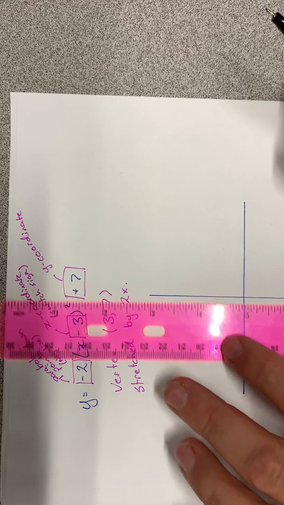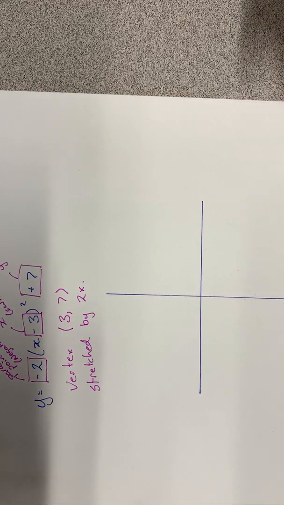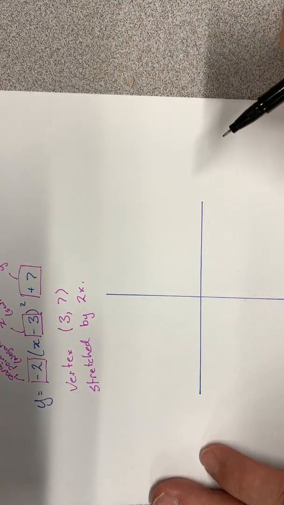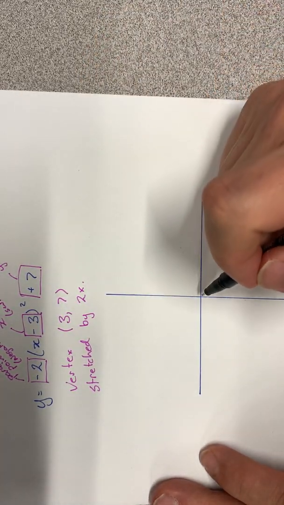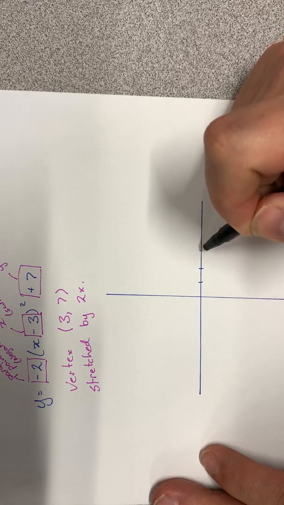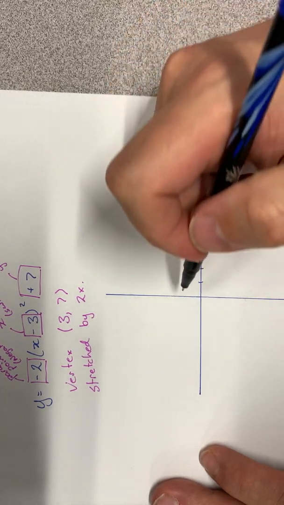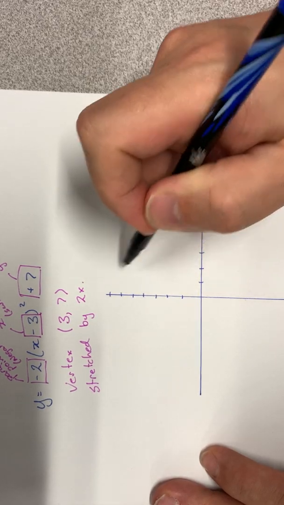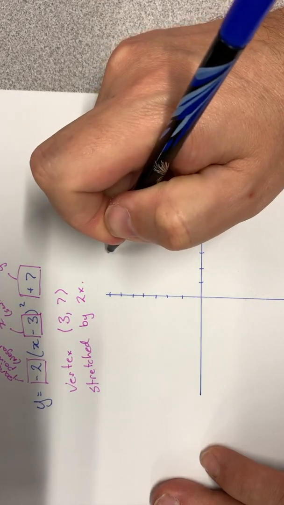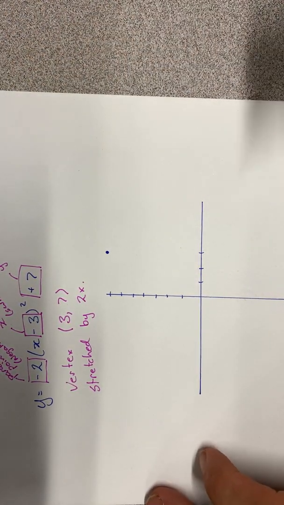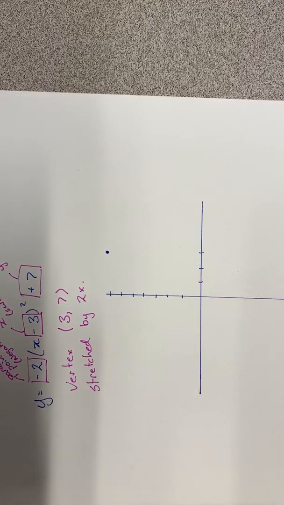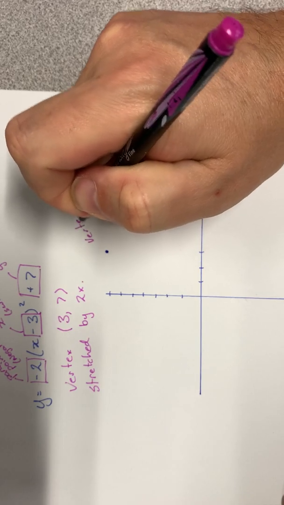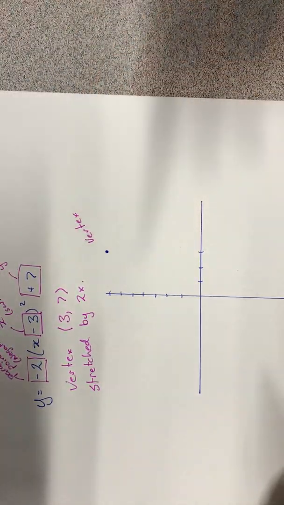So when I go to sketch this, I'm going to first locate the vertex. It's going to be at 3, 1, 2, 3, positive 7: 1, 2, 3, 4, 5, 6, 7. So 3, 7. That's the vertex. And I know that it's going to open down, right? Because I had -2 times.